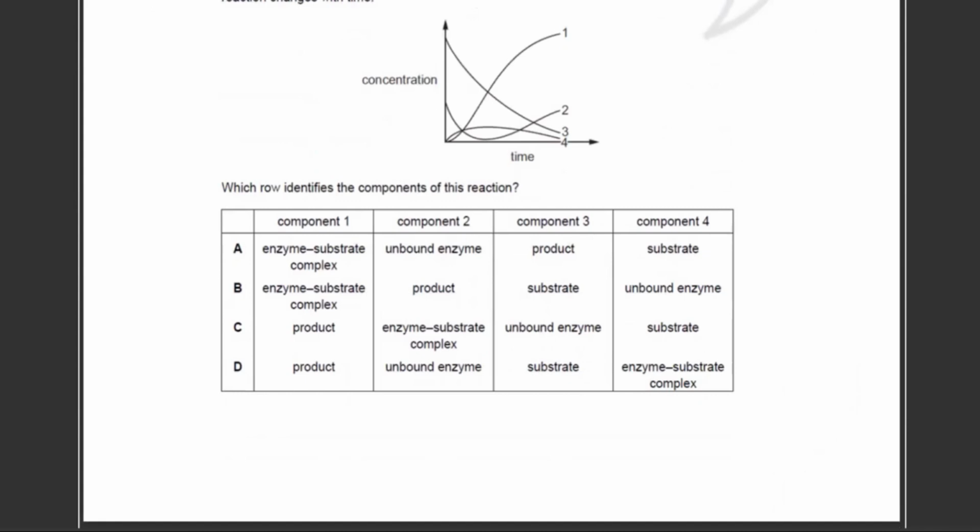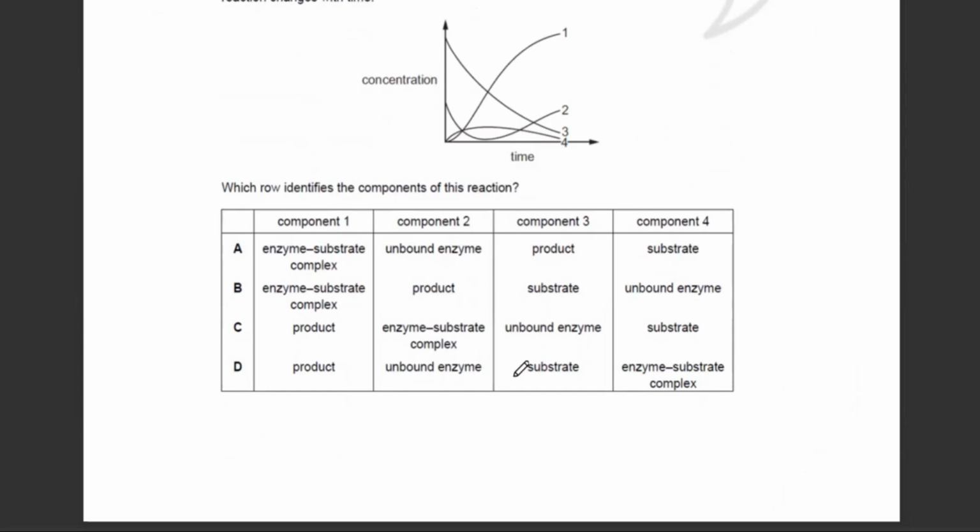The graph shows how the concentration of components 1, 2, 3, and 4 of an enzyme catalyzed reaction changes with time. Which row identifies the components of this reaction? You need to identify three of all four of them. ये best किस चीज को जो है वो represent कर रहे हैं.